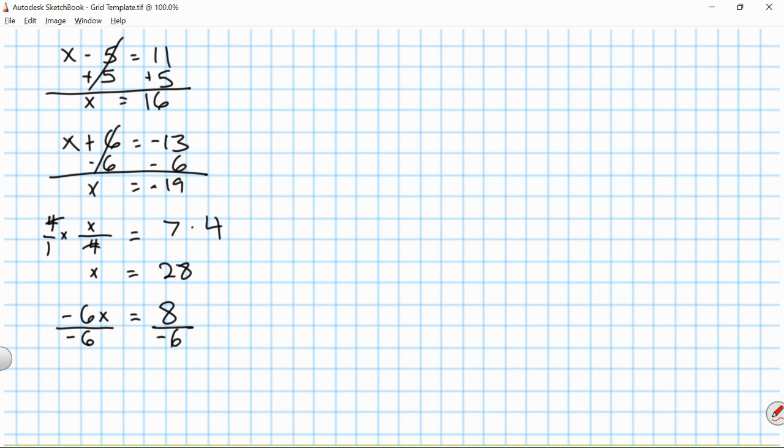And remember, division in algebra is often just a fraction. You make it a fraction and then simplify. So the negative and the 6 cancel out. I'm left with x, and 8 over negative 6 is negative 4/3. That's it. That's your answer. Oh wait, you don't have to make them mixed numbers. No, we're pretty much done with mixed numbers for now. Yay!